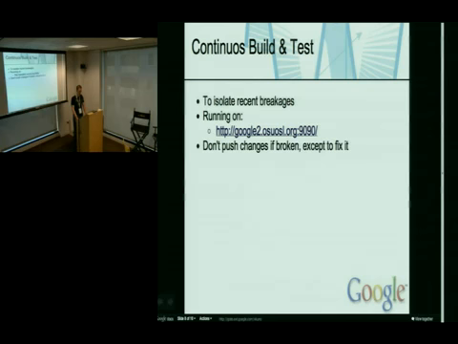Okay, so next up is that we have a continuous build and test running. This we do to isolate breakages. I actually broke something yesterday, so it mailed me, and I fixed it. It mails the list, and I think it mails the person who committed it, which is good.